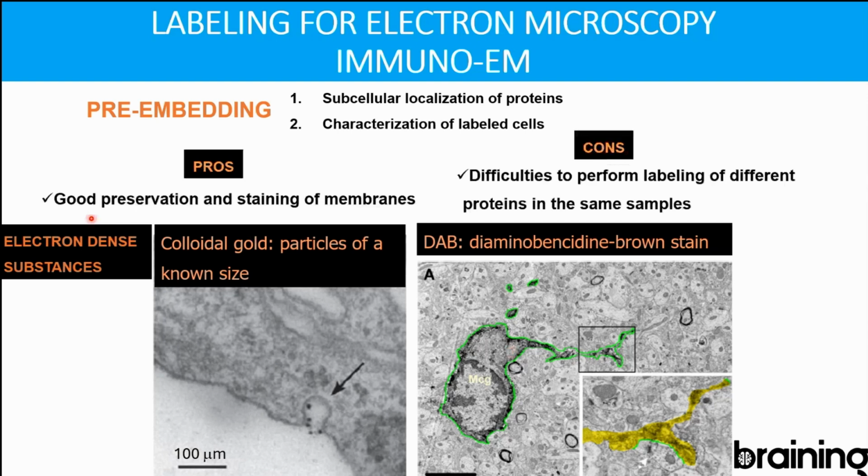So the pros, when you're using pre-embedding, you're going to have a good preservation and staining of membranes compared to the other method that I'm going to show you later, okay? Because you can see the membranes very well defined, and you can localize your labeling in organelles or in the entire cell, okay? But the con is that you're going to have difficulties performing labeling of different proteins in the same samples. And I'm going to show you later some examples of this, okay? Because there are some difficulties using two different antibodies and so on.